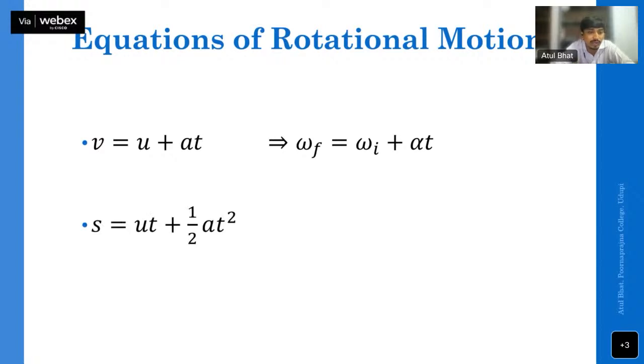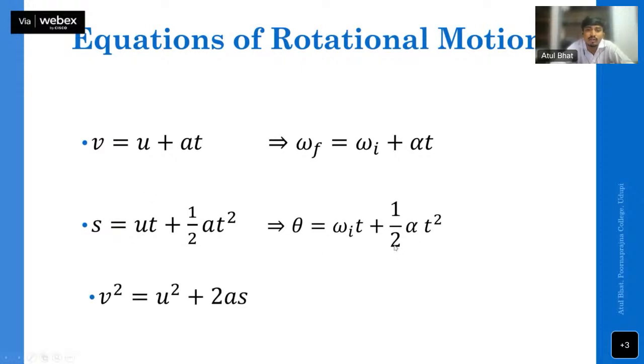Similarly, s is equal to ut plus half at square. That becomes theta, which is the angular displacement, because s is the linear displacement. Initial velocity is u, so here it becomes omega i. t is t, that will not change. And we've got half a, which is alpha in rotational terms, and t is the same. So theta is equal to omega i into t plus half alpha t squared. And similarly, for the last equation, final velocity square is equal to initial velocity square plus 2 times acceleration into displacement. So that is written like this: omega f squared is equal to omega i squared plus 2 into acceleration, that is alpha, into displacement, that is theta. Fine. So these are the equations of motion.